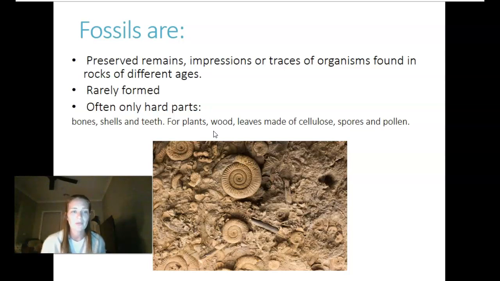It's very hard to find a fossil of a soft-bodied species. But the bony structures, exoskeletons, hard parts of the organisms, that's what fossilization works best on. So for plants, that would be woody materials, the really tough leaves made from cellulose, spores and pollen also make for the best fossils in the plant world, and for animals, bones, teeth, and shell. All right, so that's what our fossils are.